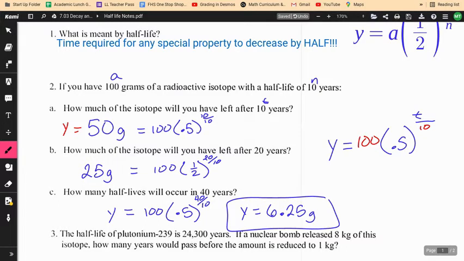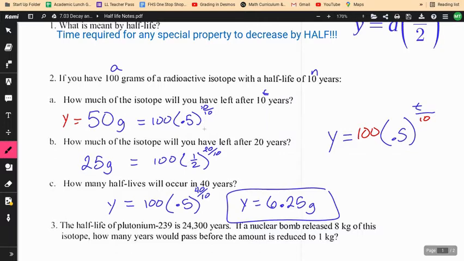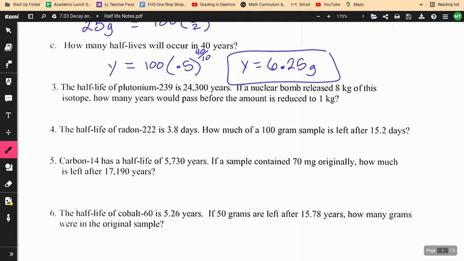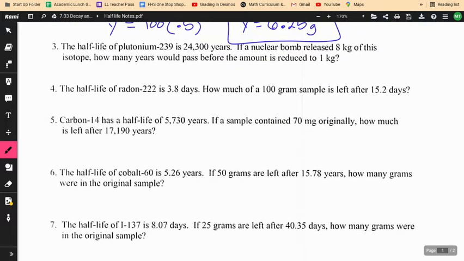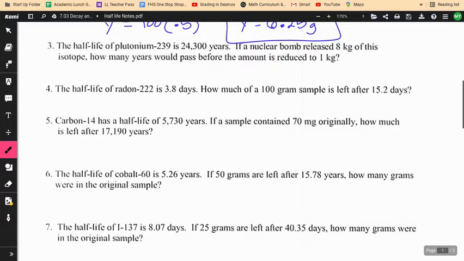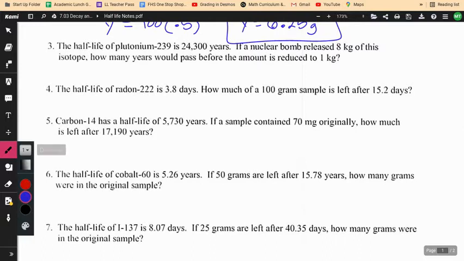Okay, and so that's how we use that equation. In the next few problems, 3 through 8, I am simply going to write the equation first, and then I'll come back and solve it. For number 3, as I read this, I'm going to write down what variables are represented by what. It says the half-life of plutonium 239 is 24,300 years. So this is my n variable.